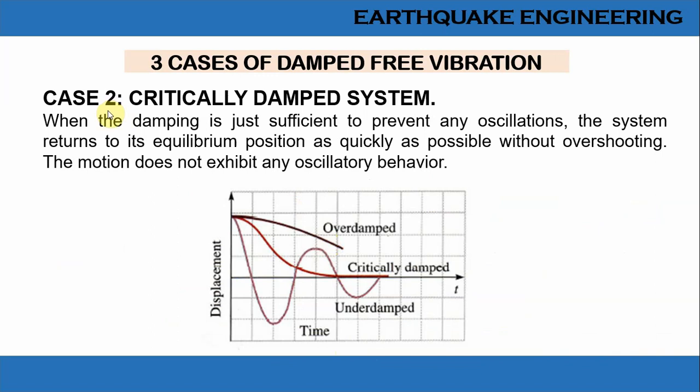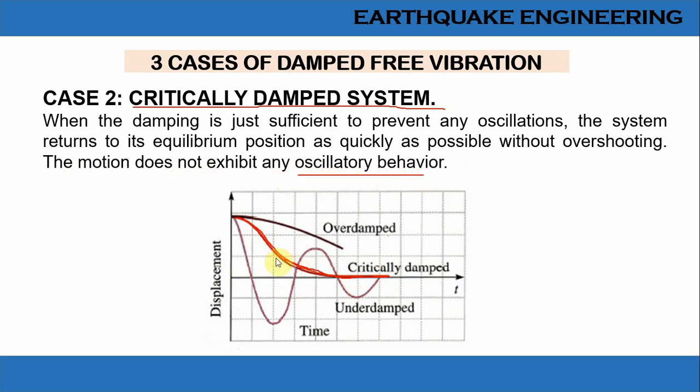Now, let's go to our second case. If it is a critically damped system, what is its meaning? Meaning, in a critically damped system, our damping force is just sufficient to prevent any oscillations. Then the system returns to its equilibrium position as quickly as possible without overshooting. So it returns directly to its position. If we shake a system, it does not vibrate at all. It stops oscillating or vibrating. So, the motion does not exhibit any oscillatory behavior.